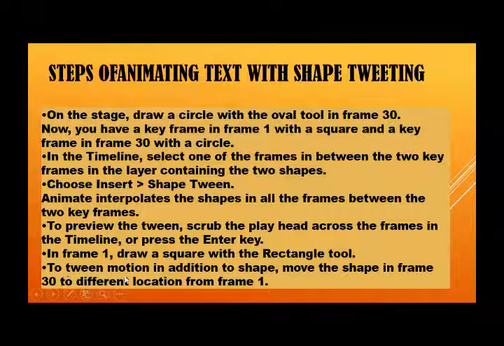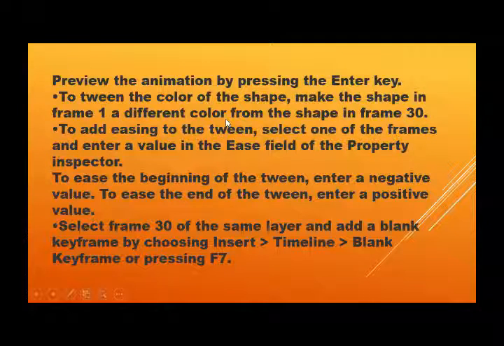To tween motion in addition to shape, move the shape in frame 30 to a different location from frame 1. Now, preview the animation by pressing the Enter key. To tween the color of the shape, make the shape in frame 1 a different color from the shape in frame 30.